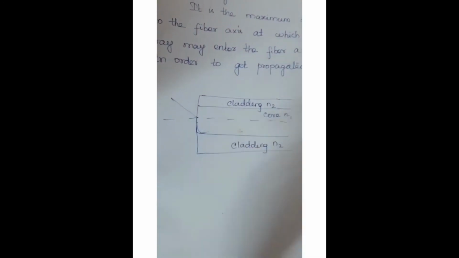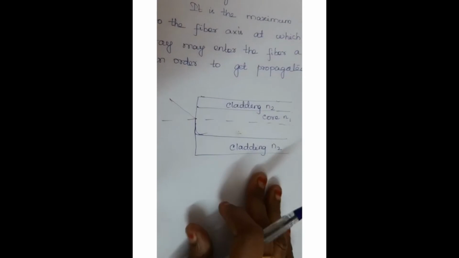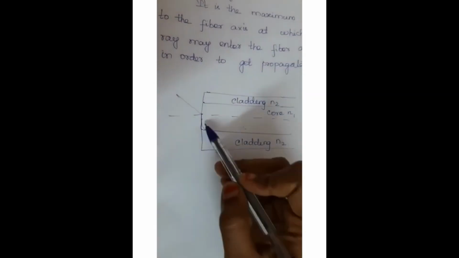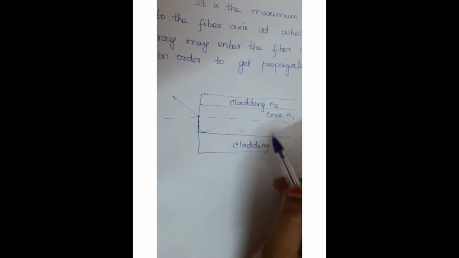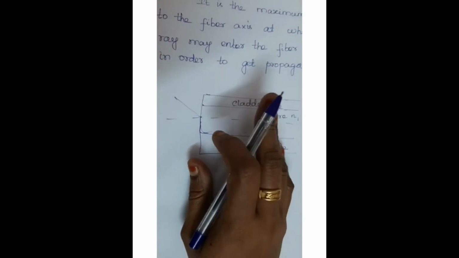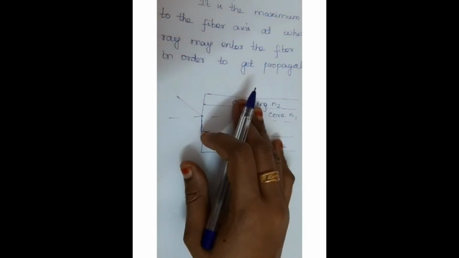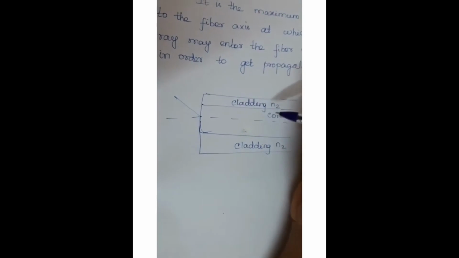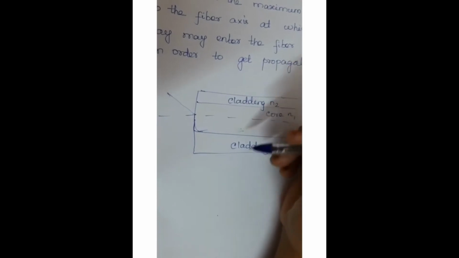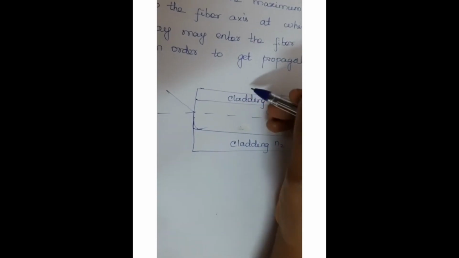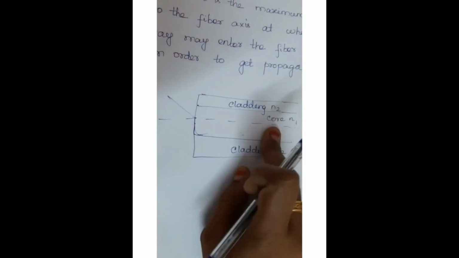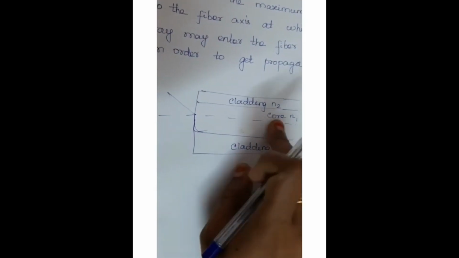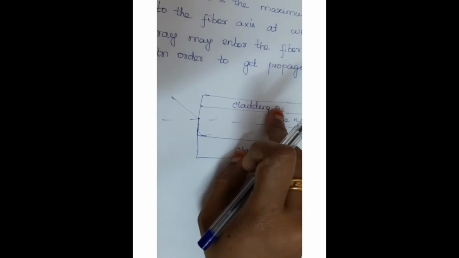Now we are going to study the derivation of the acceptance angle. So first take a fiber. This is the fiber. In the next topic we are going to study the structure of the fiber, then you will understand clearly. The center portion of the fiber is known as the core, and surrounding the core there is a cladding. Okay, so it is mentioned here: core with refractive index n1 and cladding with refractive index n2.